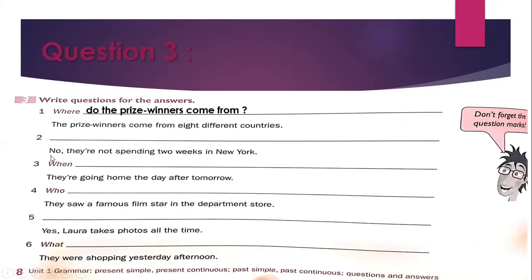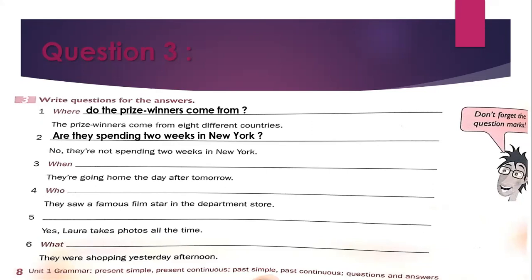Number 2, no, they aren't spending 2 weeks in New York. Here we have a yes or no question. To write a question, we use are. Are they spending 2 weeks in New York? Here you are going only to invert the subject and the helping verb. They are, to make a question, we use are they.